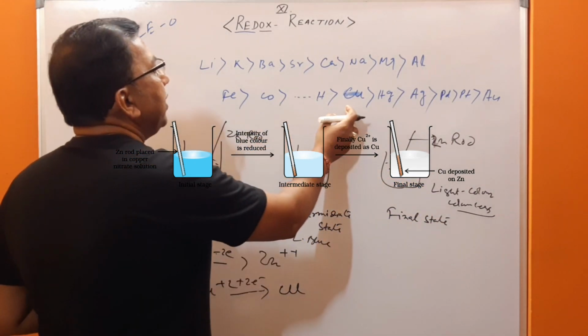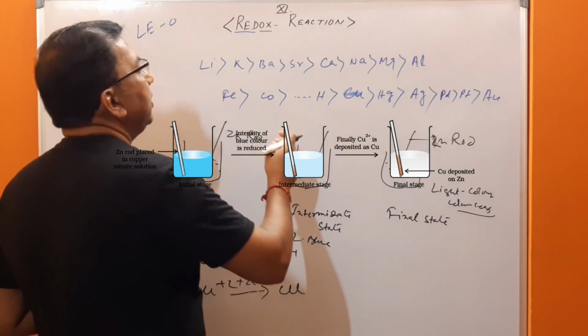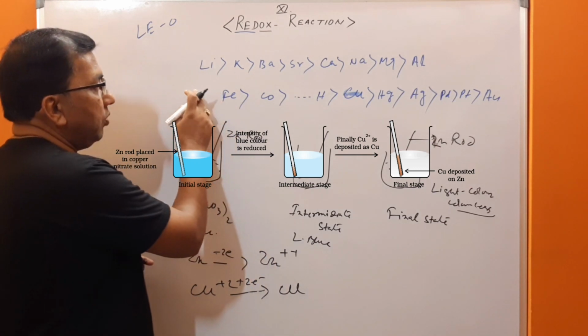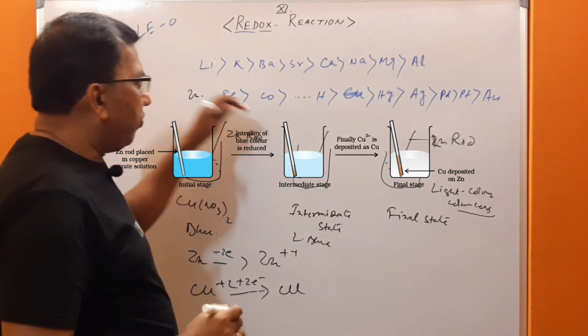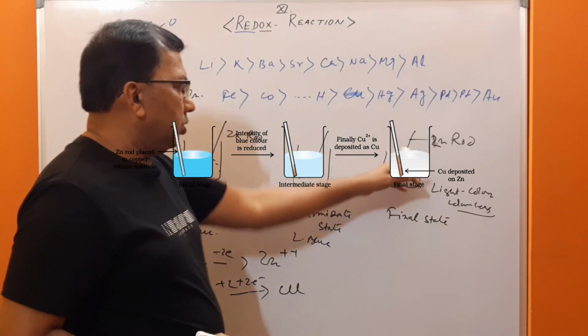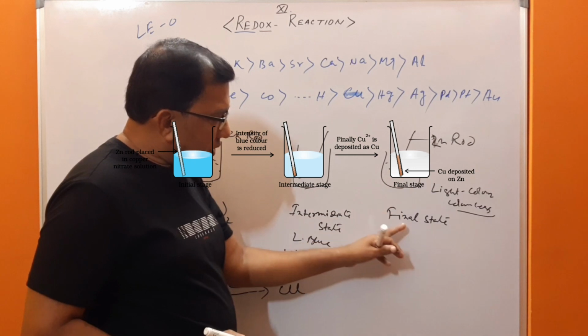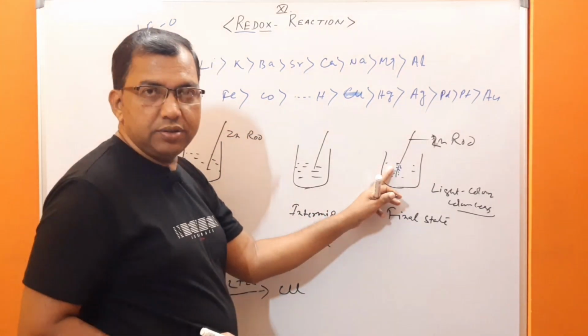Zinc displaces copper. That's why copper will be deposited on this zinc rod.